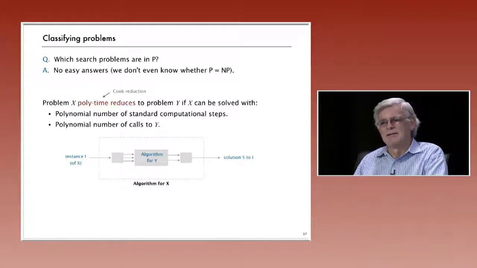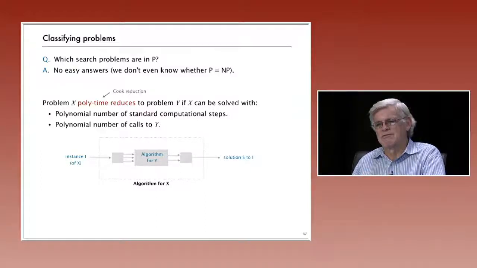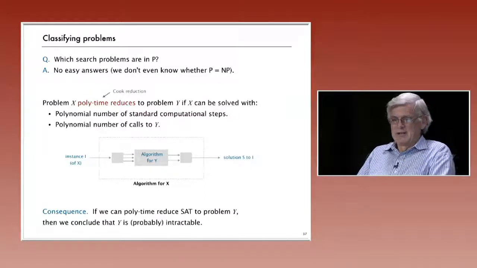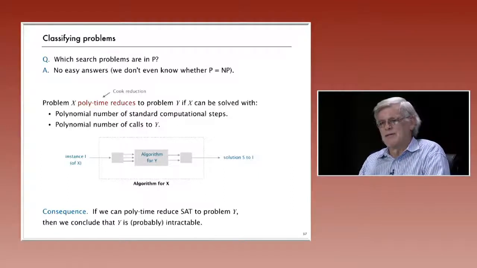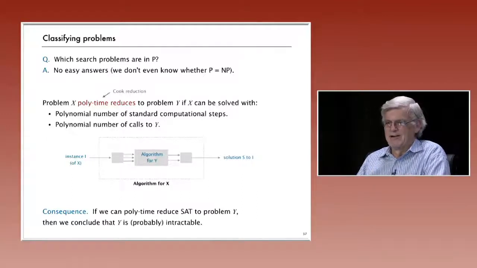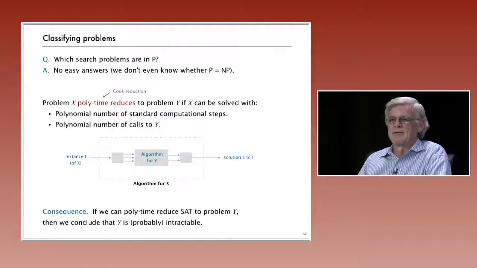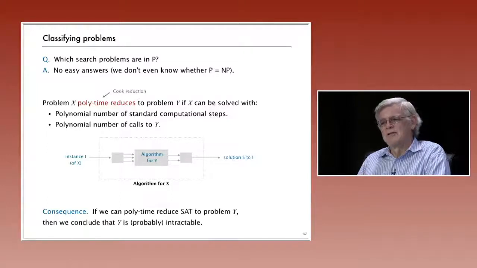And again, all of this is about the fact that if you have a polynomial time algorithm for Y, then the reduction gives you a polynomial time algorithm for X. And we're just trying to have the most general definition that preserves that property. And so the consequence is that if we have a polynomial time reduction from SAT to a given problem Y, then we can conclude that Y is intractable by our definition. That is, it's as difficult as SAT, and we think that there's no polynomial time algorithm for it. So that's the main tool that we're going to start out with to use for classifying problems.